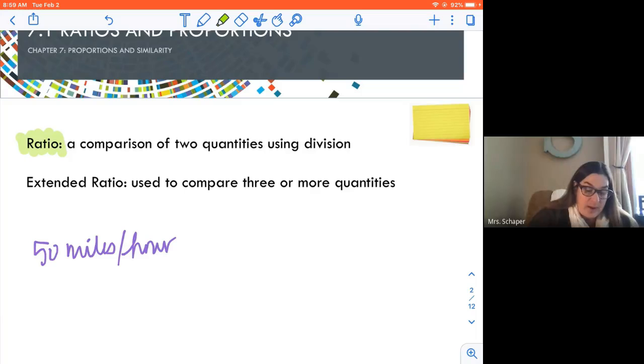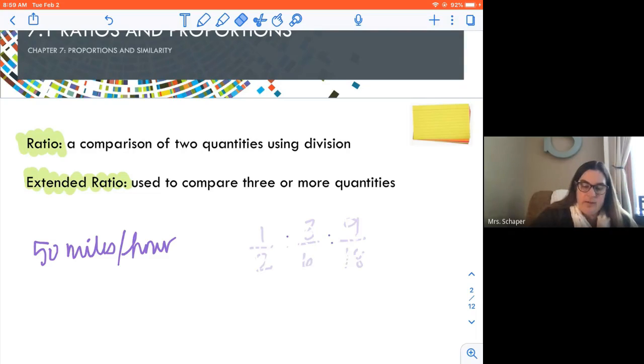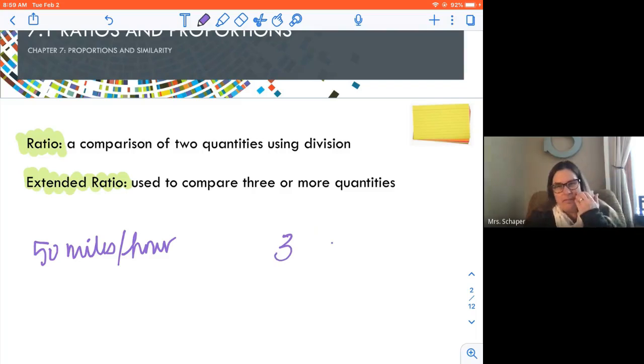An extended ratio, this is probably something new to you. That's something that we'll be using in geometry, but it might be like 1:2 as 3:6 as 9:18. Or think about a Pythagorean triple, you've got 3 to 4 to 5. So you're comparing 3 or more quantities, where a ratio just compares 2. So that's the difference between them, and we're going to be playing around with that today and for this unit.